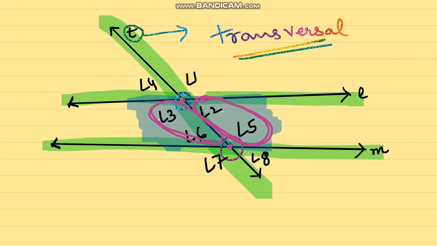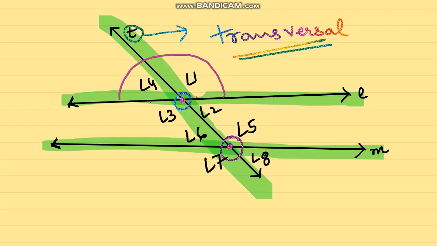Now, one more thing you need to remember, angle 1 and angle 4 form a linear pair. Angle 1 and angle 3 form vertically opposite angles. See, angle 6 and angle 5 form a linear pair. Angle 5 and angle 7 form vertically opposite angles.